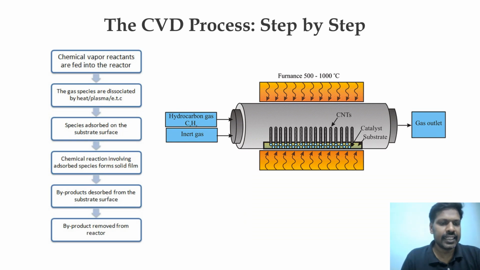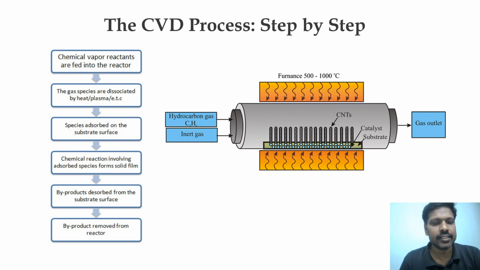Now, let us see how the CVD process works. The CVD process happens in four main steps: introducing chemical vapors, moving them to the surface, chemical reaction on the surface, and removing unwanted gases. We will now understand each step one by one.